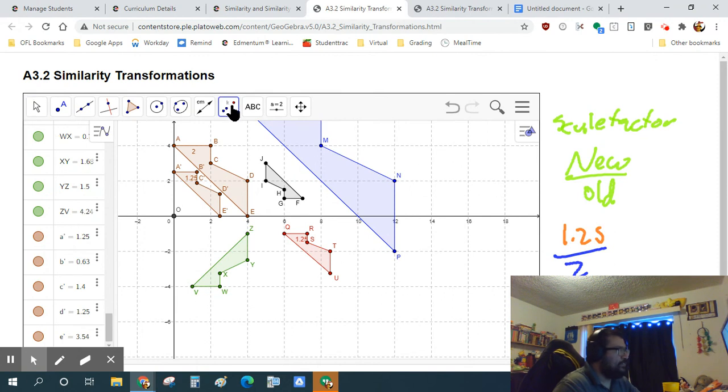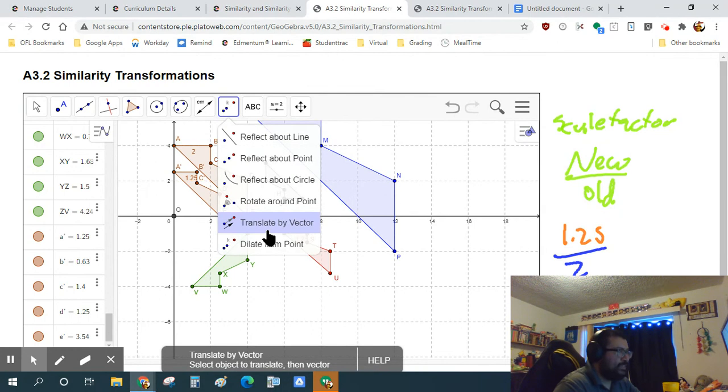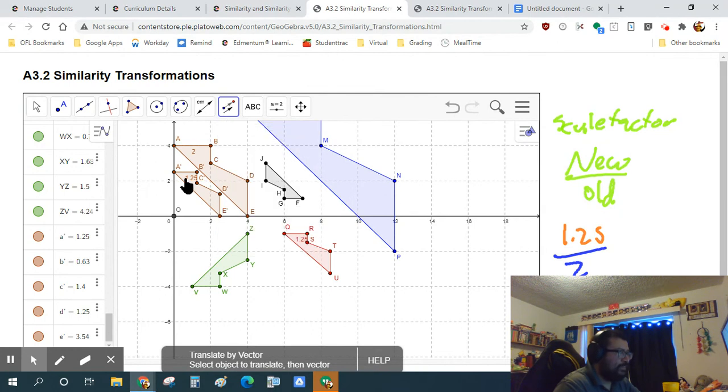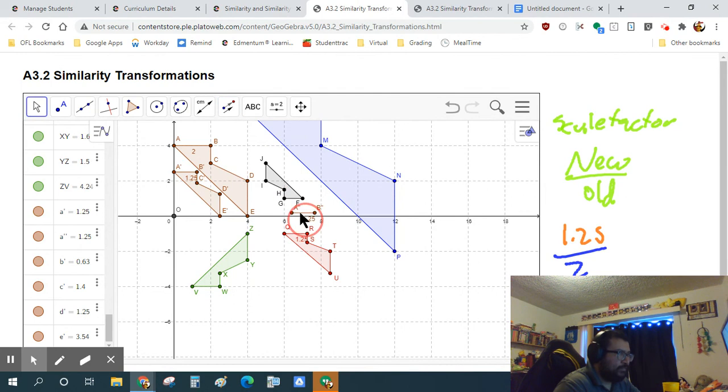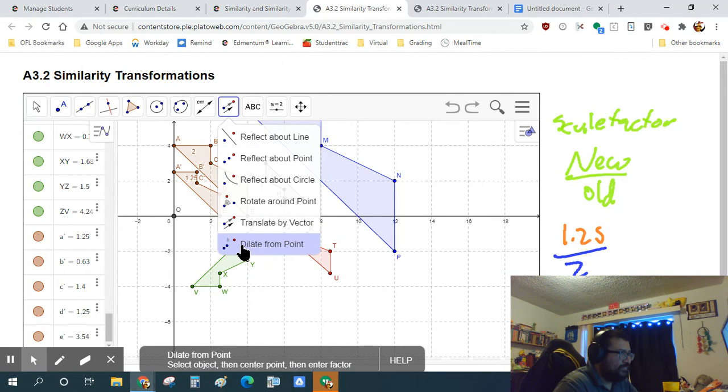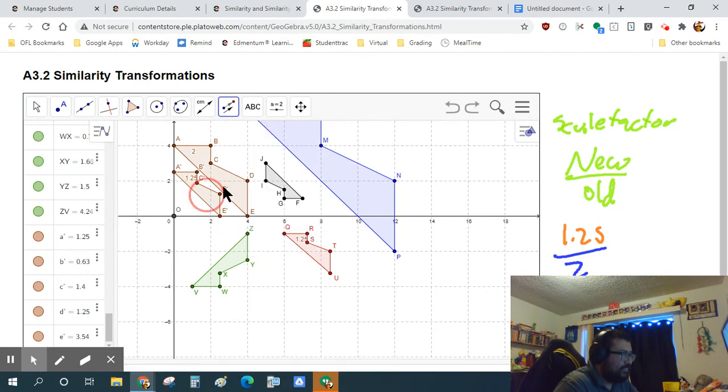So let me try to translate this. I'm going to grab my transformation tools here, translate by vector, and I'm going to move from here. Oops, I accidentally clicked the line. Undo. Grab the shape, not the line. Come on now. Translate by vector. There we go. And I'm going to try to move that here and line it up as best I can.